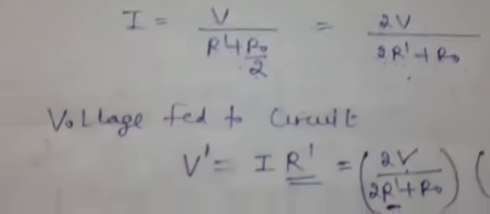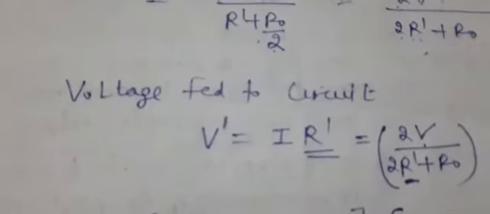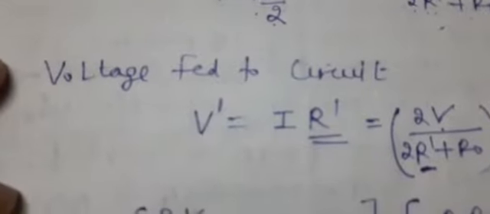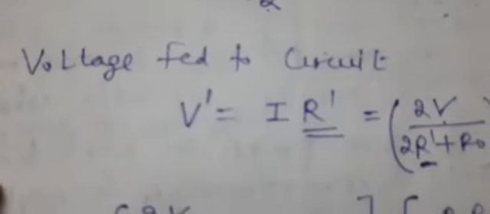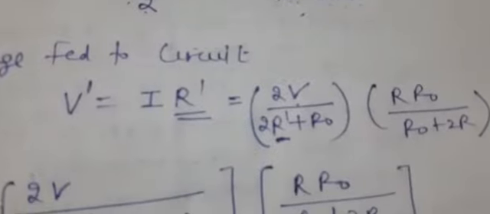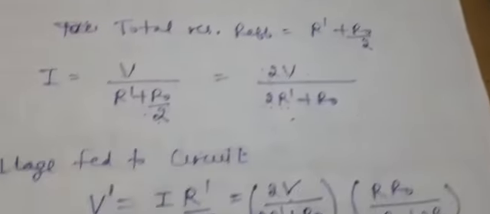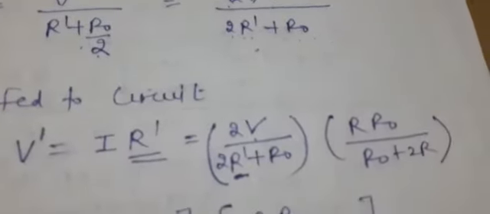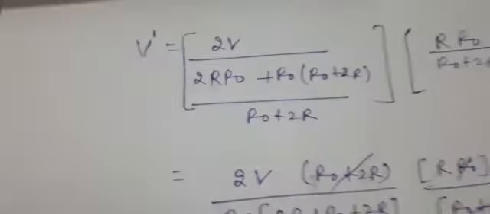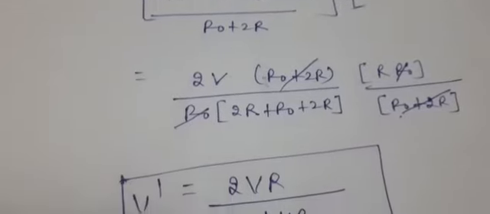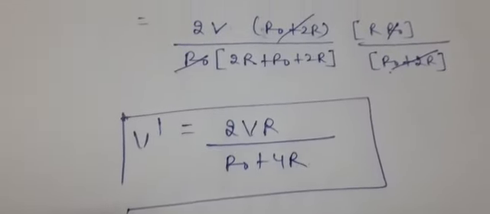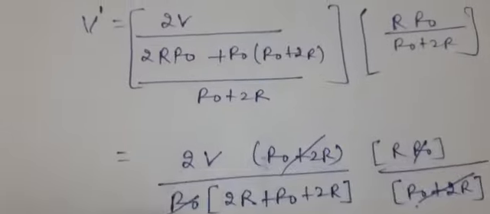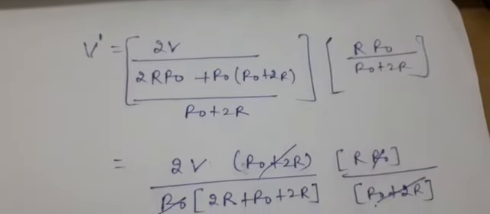Now the final step is to find the voltage fed into the circuit when the slider is exactly at the midpoint. That means the R dash resistance will be contributing. So what I have done is substituted the value of this I and the value of this R dash here, and rearranging, we get the result. By solving it in a simple way, we are getting the result. The calculation seems slightly typical, but if you follow the steps one after the other, there will be no chances of error.